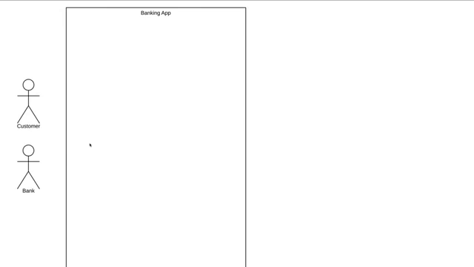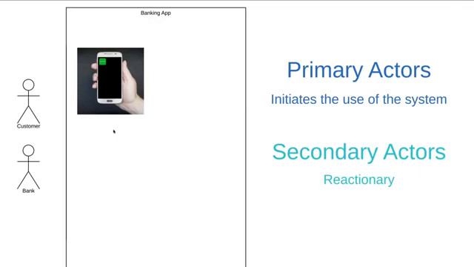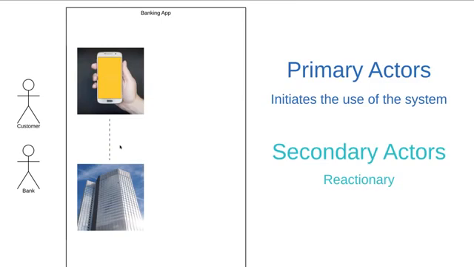And this brings up the topic of primary and secondary actors. A primary actor initiates the use of the system, while a secondary actor is more reactionary. So in our example, which actor is primary and which actor is secondary? The primary actor is customer. The customer is going to initiate the use of our system. They're going to pull out their phone, open up our banking app, and do something with it. Bank, on the other hand, is a secondary actor. The bank is only going to act once the customer does something. If the customer goes on the app to see how much money is in their account, only then does the bank engage with our system to provide the balance.